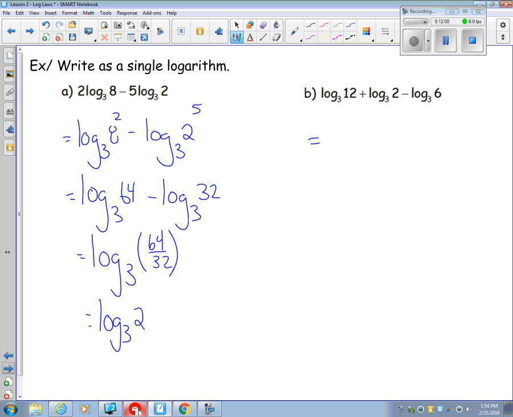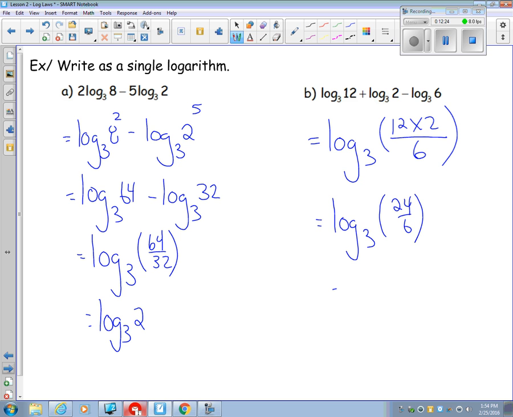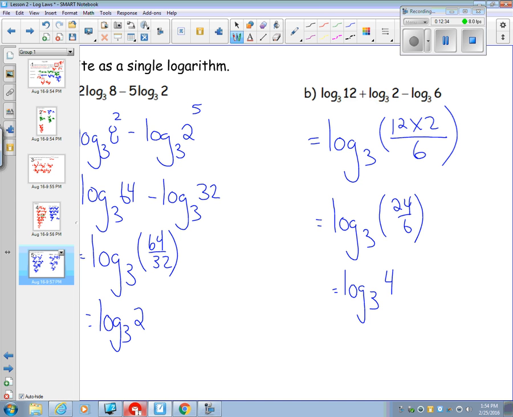And if you need to pause and try and skip ahead and try some yourselves. What do I see here? All 3 bases are the same. What can I do? I got adding logs, so I can multiply them. I've also got a subtracting log, which means I can divide it. And I can do all those at one time. Oh, that turned into, 12 times 2 is 24. So 24 over 6, which means I get the log 3 of 4. Again, a single log. And I don't care what the answer is. I can't calculate these. I'm just trying to write them as single logarithms.